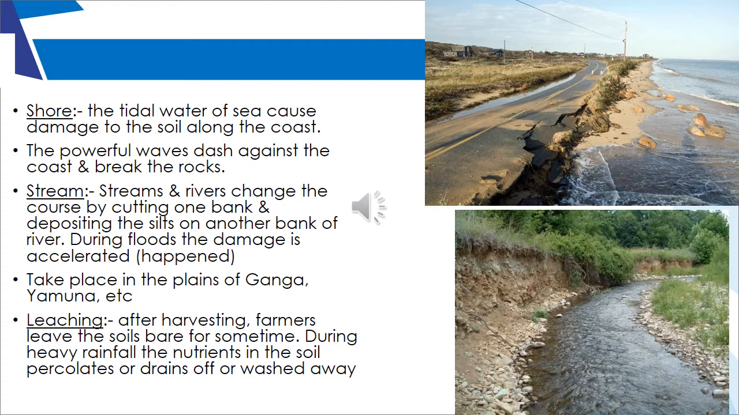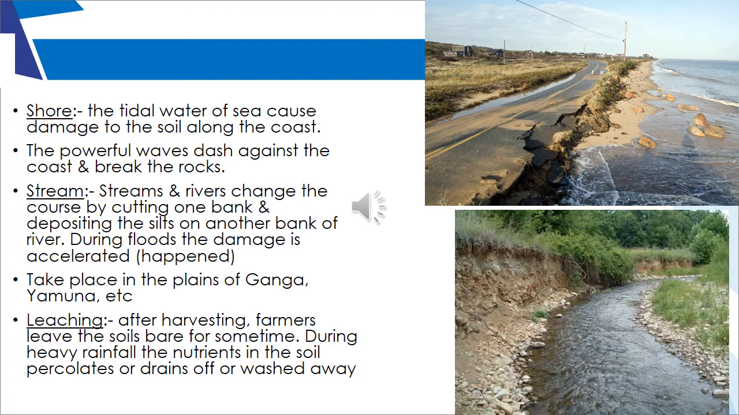Now streams and rivers can change their course by cutting one bank, and they will deposit the silt on another bank. Specially this is very prominent, and this accelerates during the time of floods. All right, and this basically happens in the Indo-Gangetic plain, where you have the Ganga and its tributaries.